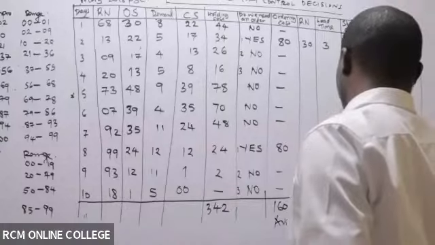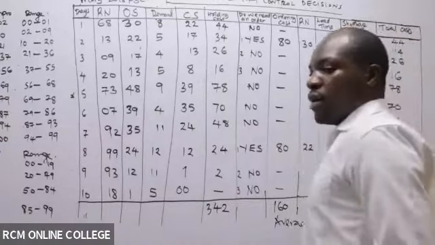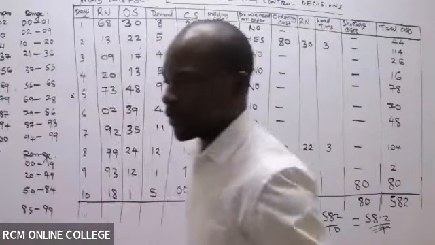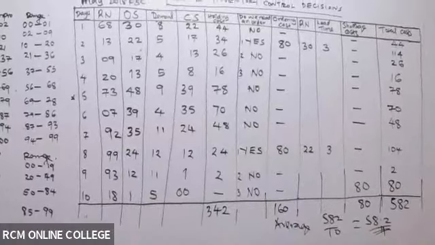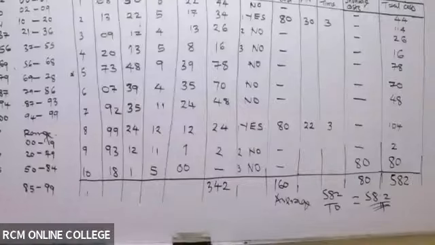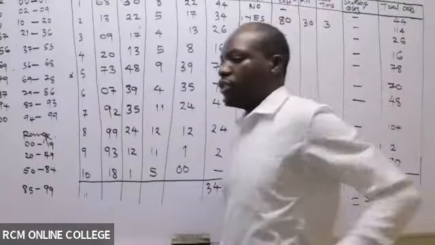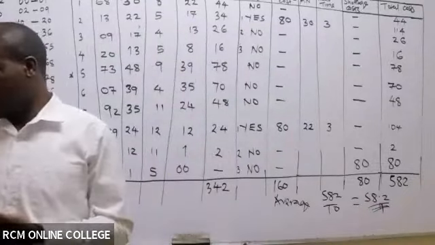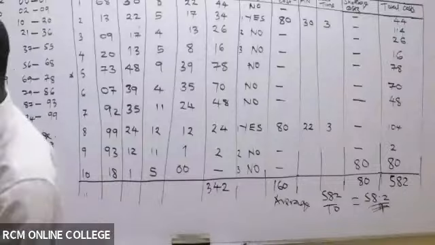Are you getting anything close to 58.2? That's what you are required to do in that particular question. Good. So I believe with that, we should be able to stop.